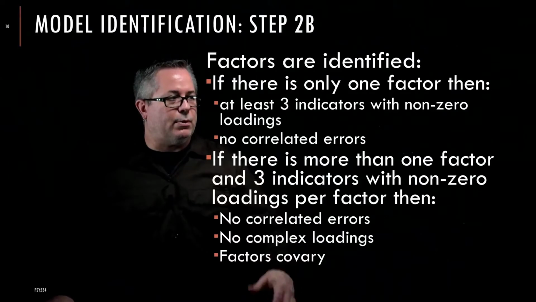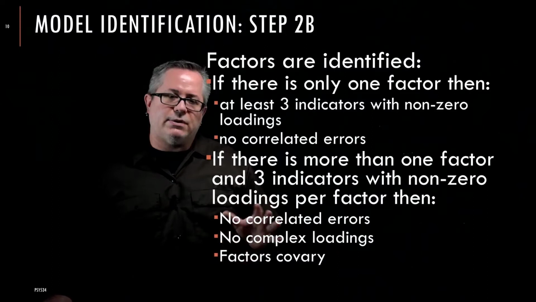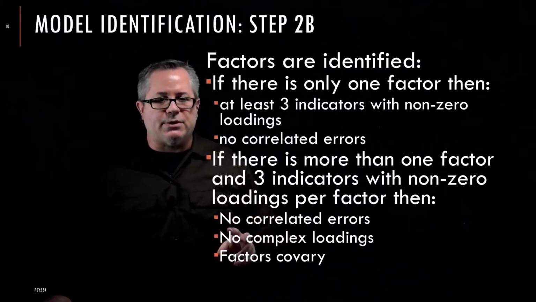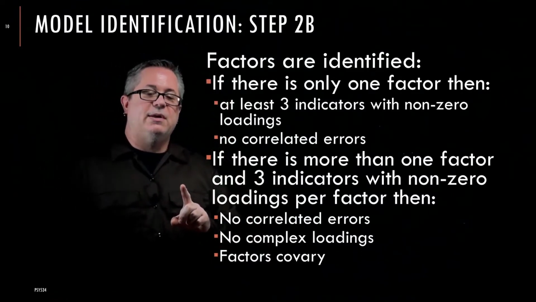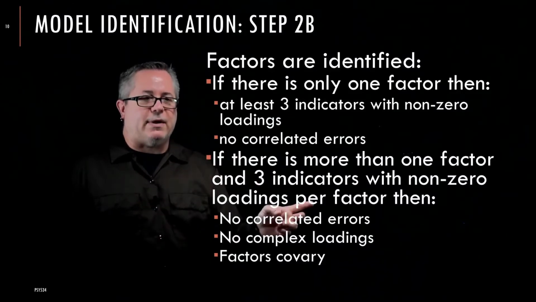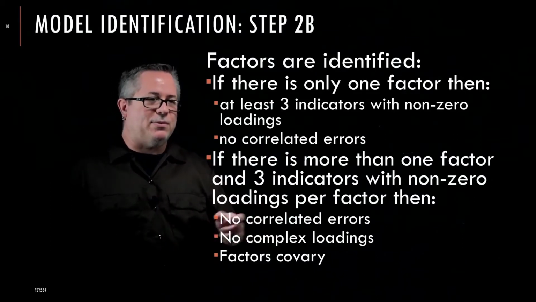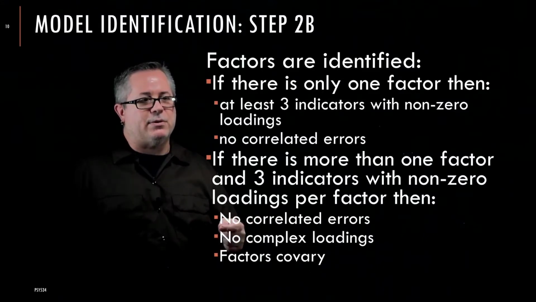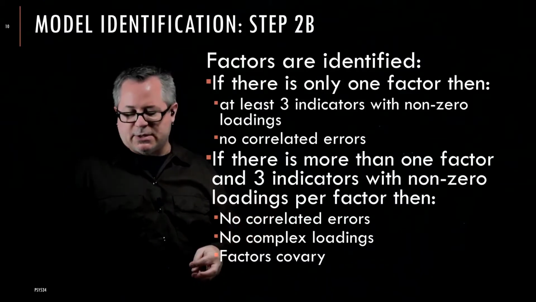Now, if you have more than one factor, then you can be a little more flexible. For instance, you can have a 2-item factor, which again is just based on one correlation, as long as that factor correlates with another factor. Think about the table analogy again. If I have two-legged tables, they could stand if you attach them together. As long as they're attached to one another, you might be able to identify those factors and estimate the model.